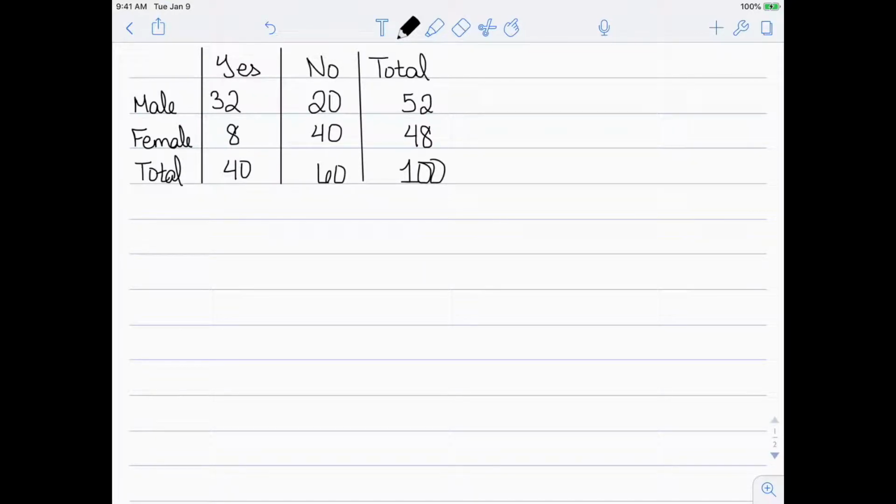The idea is that we classify individuals based on two different things. In this particular case, their gender and whether they answered yes or no to some question that we asked them. And so we've classified them in two separate ways, so it's a two-way table. And we can find a lot of probabilities from these.